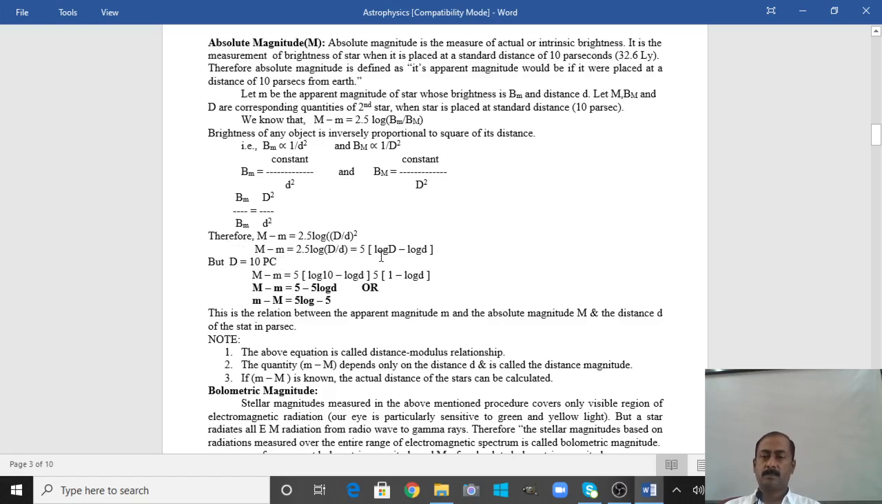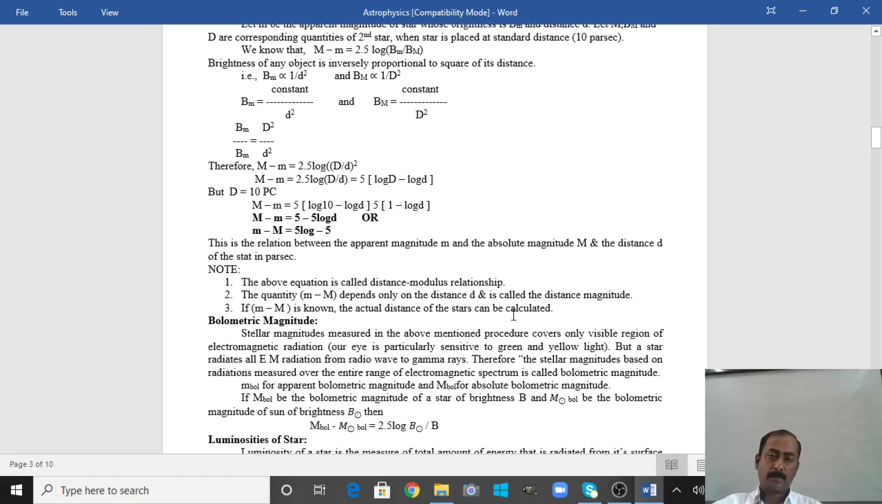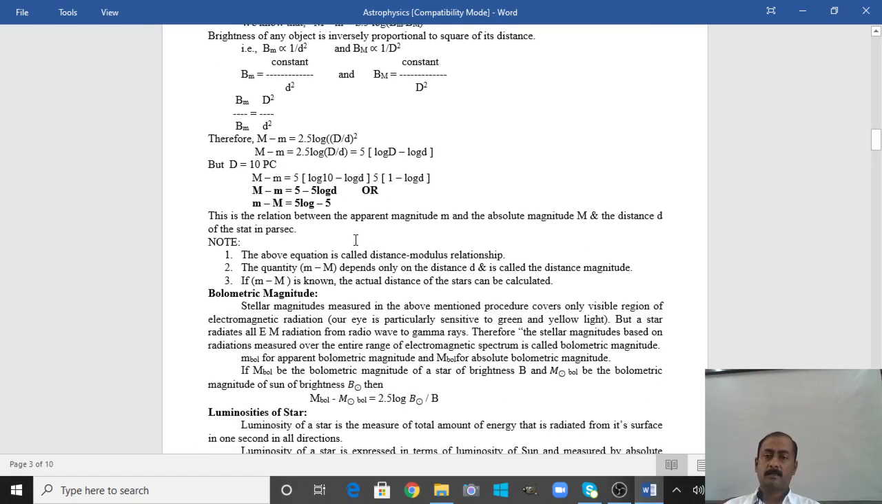We can substitute this value of D in the equation. We get m minus M equals 5 into log d minus log 10. This is equal to 5 log d minus 5 into 1, or m minus M equals 5 log d minus 5. This is the relation between the apparent magnitude m, the absolute magnitude capital M, and the distance d of the star in parsecs.